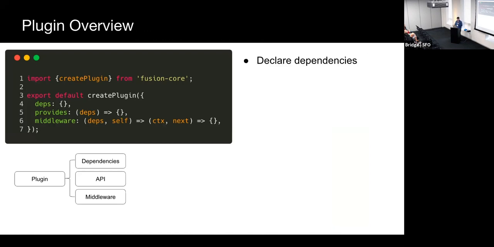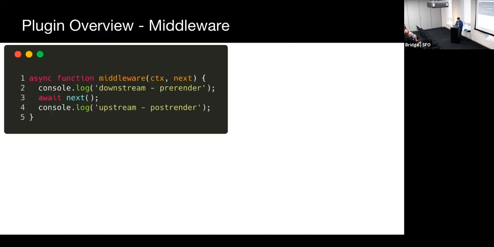So we declare our dependencies by providing a map in our deps key. We provide a programmatic API by returning some value from our provides function. And we provide a middleware by returning a middleware from our middleware function. For the sake of time, we're going to focus on middleware here, but we have good documentation on all the rest.